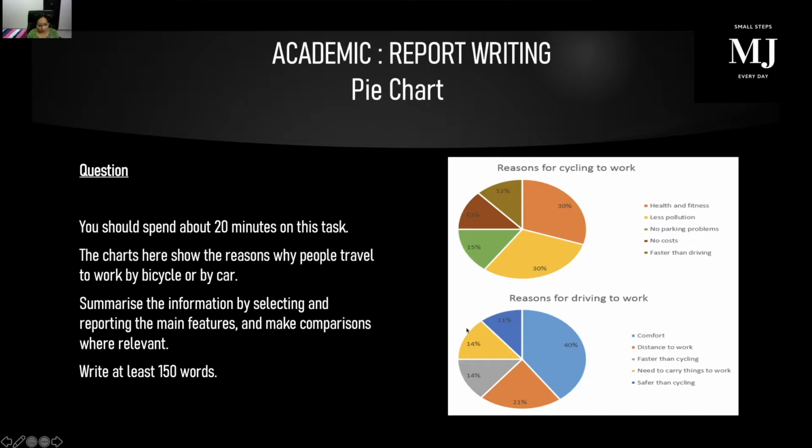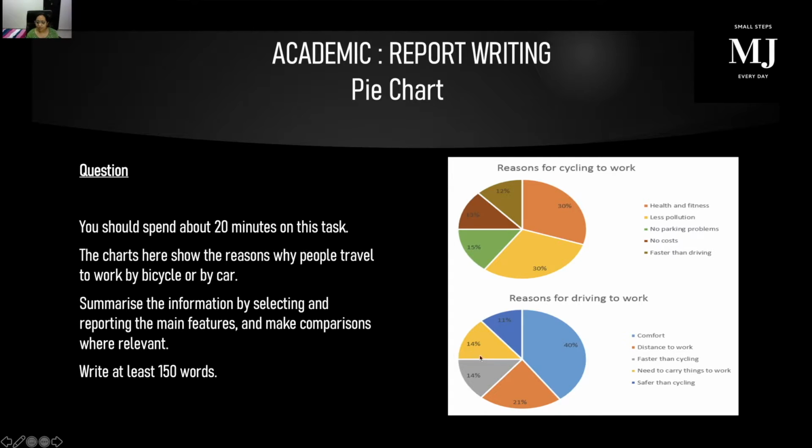Similarly, if you look at the second pie chart, 40%, that is a huge portion, 40% wish to drive to work because they find it comfortable. After that, 21% prefer to have a car to go to work. Why? Because they have the distance to work in mind. Then there are 14% each who find cycling slower and driving faster.